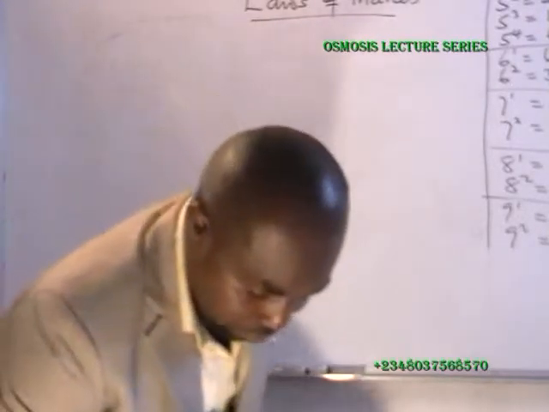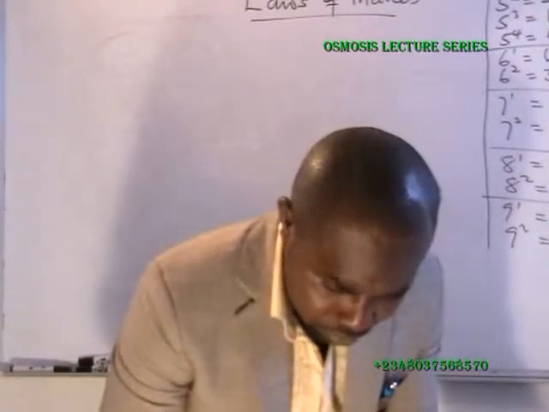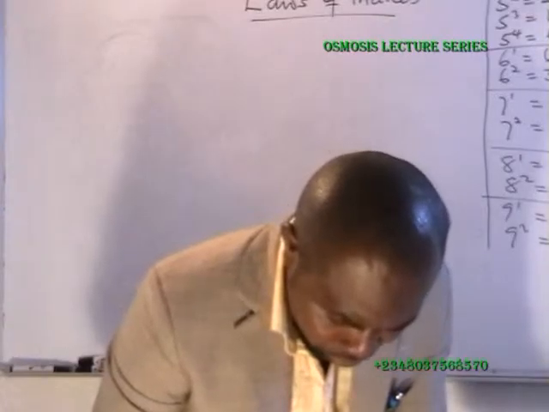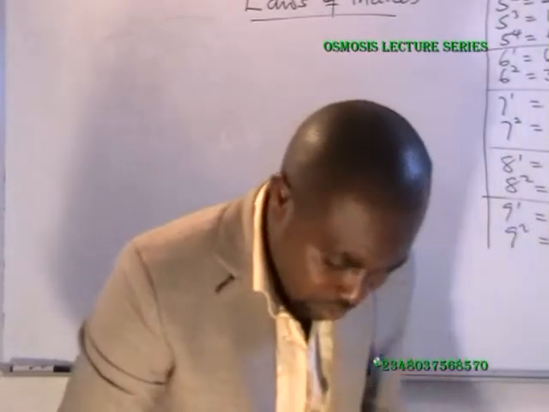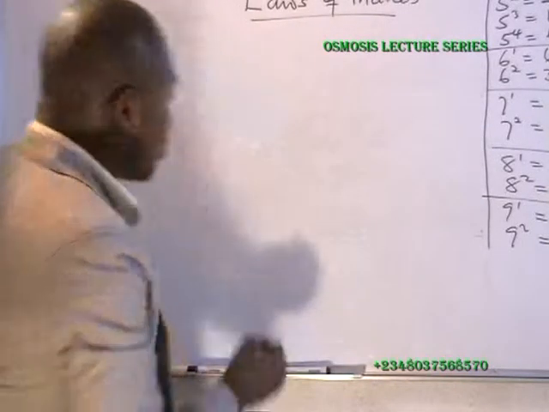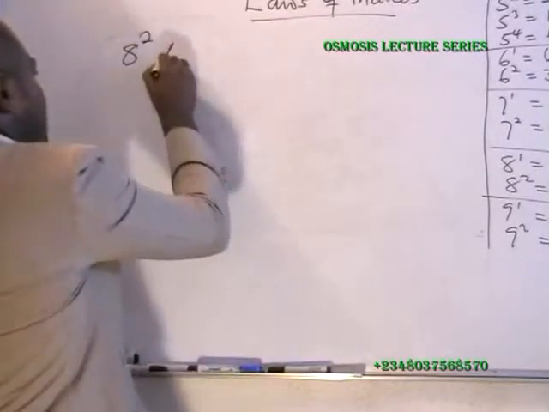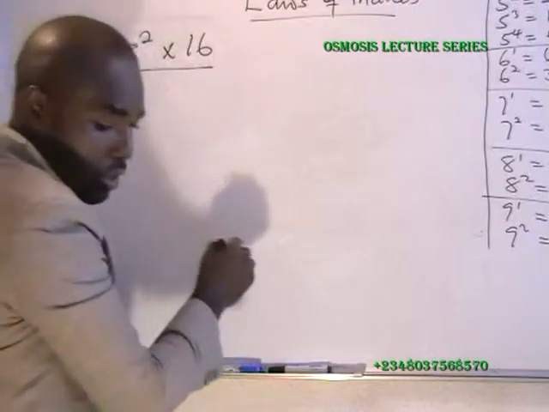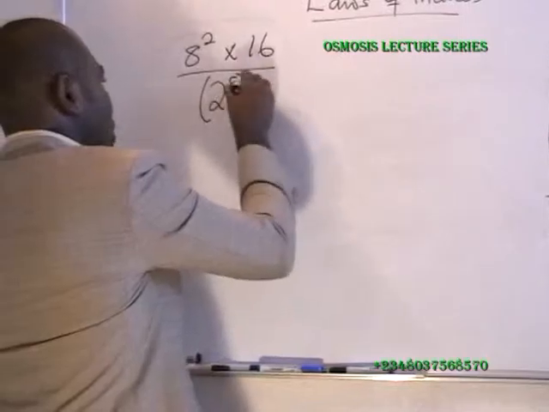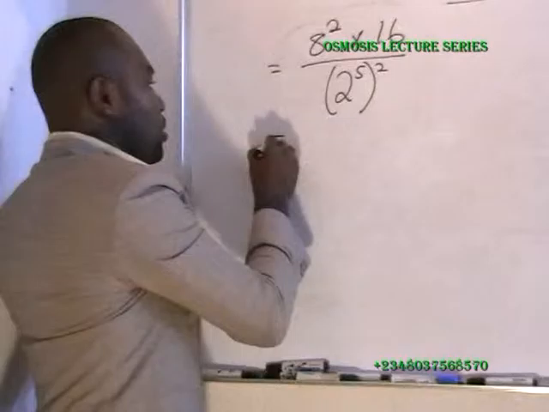Let's take another question. If we have something like this, 8 raised to the power 2 times 16, all over 2 raised to the power 5, all raised to the power 2. Now let us take this one.